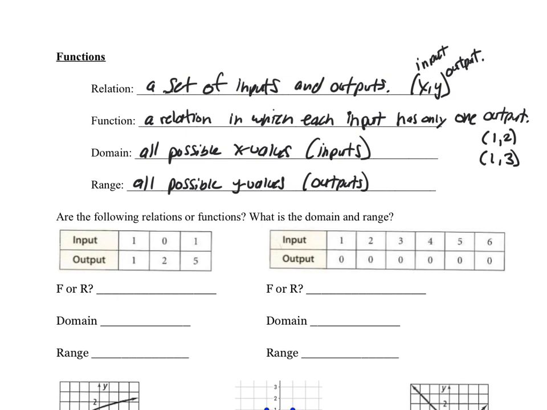So if you look at the following two examples, it says, are the following relations or functions? And then it's asking us, what is the domain and range? So looking at this first table, remember that the inputs are always our x values, and our outputs are always our y's. So if you look at this, you will notice that I have two inputs that are 1, and they go to different outputs. Well, that breaks our rule of a function in which each input can only have one output. So this would just be a relation.